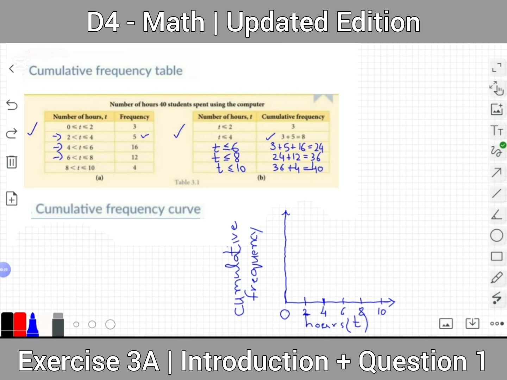So looking at the first entry from 0 to 2, it has the cumulative frequency of 3. We need to plot this in a very particular place though. Since this entry is saying that up to the point of 2 hours spent, we have 3 students, we are going to plot this at the end point of that interval. So at 2, we are going to plot a cumulative frequency of 3.